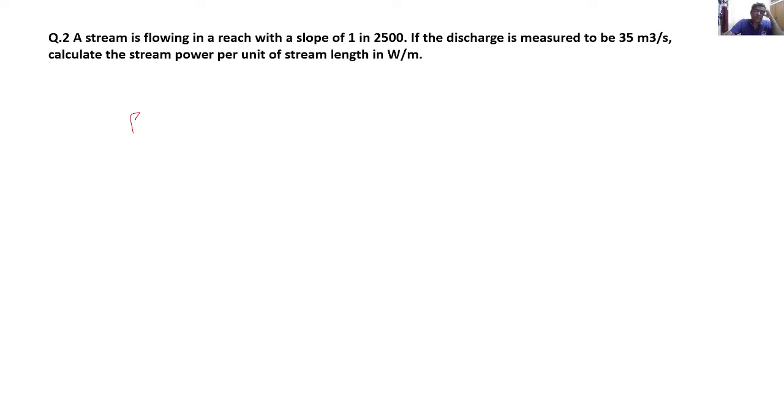Now the second question was again, I believe, asked in assignment number 5, but I have altered the values just to explain how it is to be calculated. The question states that a stream is flowing in a reach with a slope of 1 in 2500. If the discharge is measured to be 35 cubic meter per second, calculate the stream power per unit of stream length in watts per meter. So the bed slope happens to be 1 by 2500, or 1 in 2500. The discharge is 35 meter cube per second.